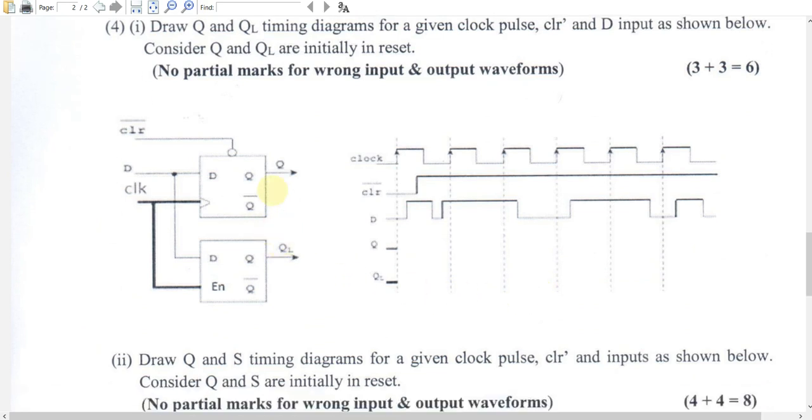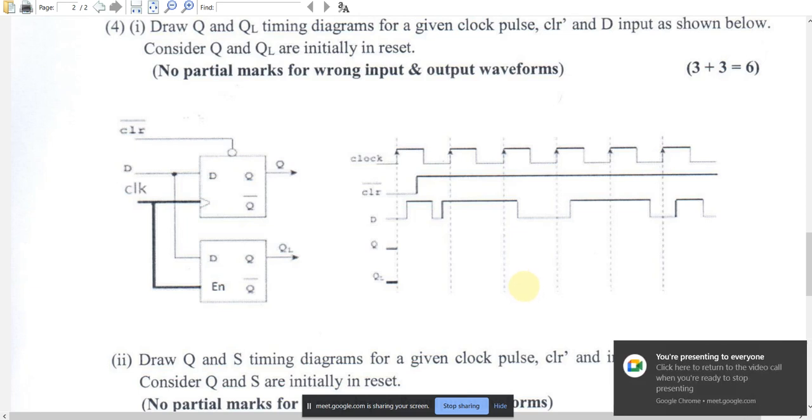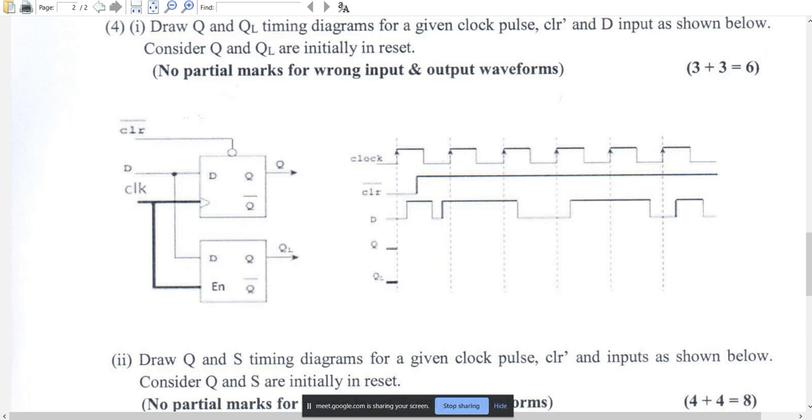This question, right? So it is a clear bar here, clock here, D here, Q and Q bar, right? Also, we can't see your screen. I mean, you're not presenting. Oh, sorry. Yeah. So this was from previous, somebody had mailed me. So what is the problem here? It's all pretty simple circuits, right?